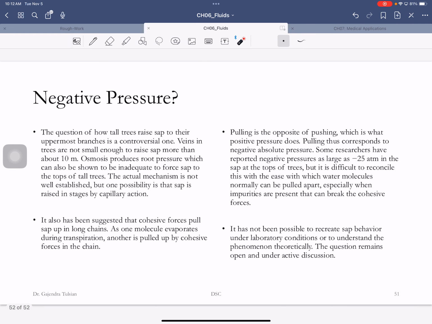So the question of how tall trees raise sap to their uppermost branches is a controversial one. The actual mechanism is not well established. Veins in trees are not small enough to raise sap more than 10 meters. 10 meters is twice the height of this roof. So by capillary action, you can only raise up to, let's say, from the bottom of the stairway to the top. But you have redwoods that are 2-3 times taller than the tallest buildings in Daytona. So how does water rise there? It's not just capillary action.